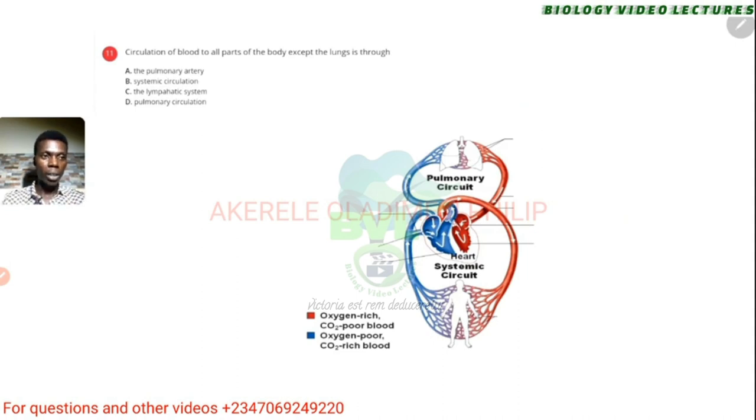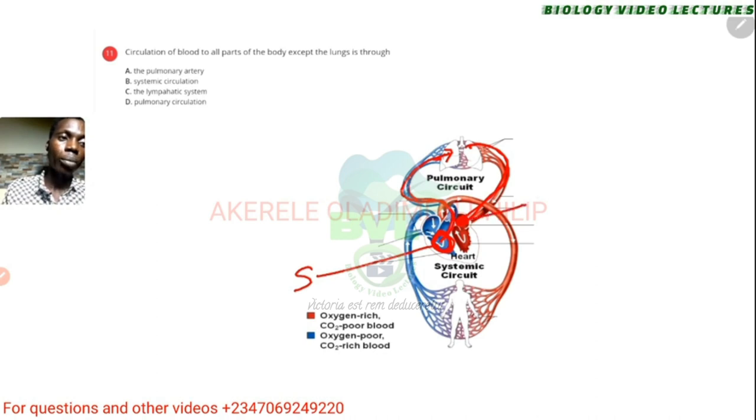Now, basically, these that you are seeing, this is the pulmonary circuit. That is from the right ventricle to the lungs, and from the lungs back to the left atrium. Let me take it again. Let me put S here. That's the start. From the right ventricle to the lungs, and from the lungs back to the left atrium or auricle. That is the end of pulmonary circulation, pulmonary circuit.